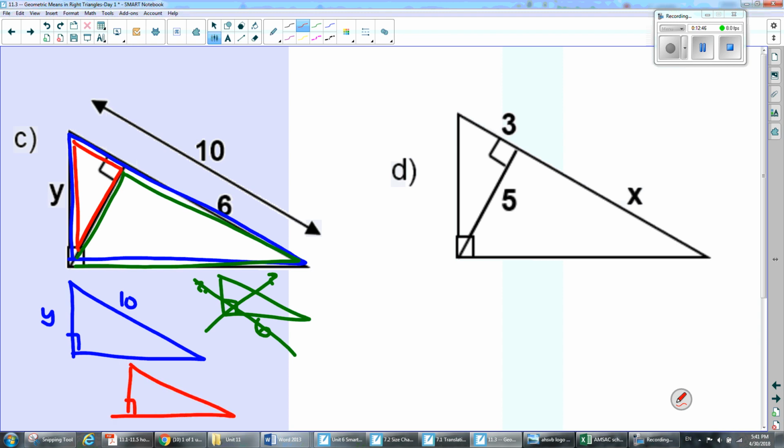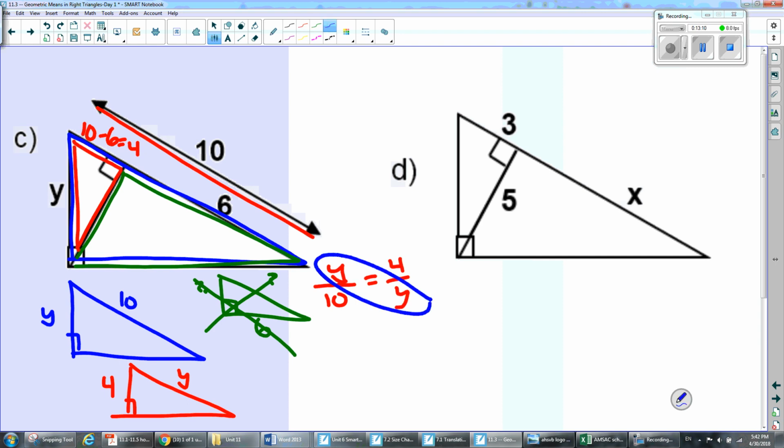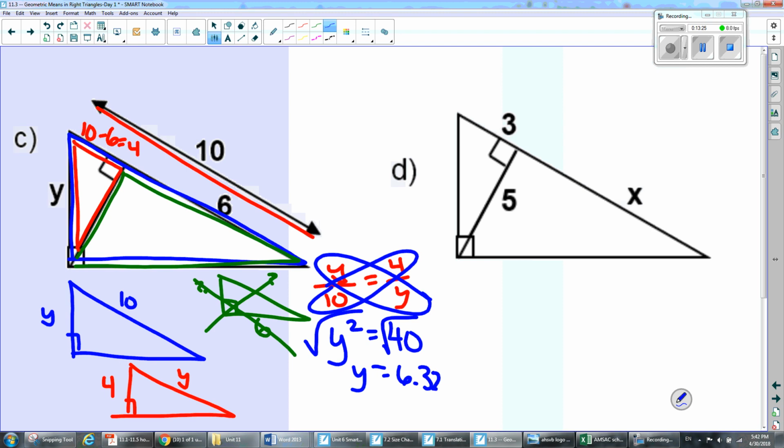So this time, my hypotenuse is y, and I can find the short side length by taking 10 minus 6, the whole side length minus the 6, to give us 4. Now I can take the short over the hypotenuse equals the short over the hypotenuse. You set them up correctly if you get the same thing on the diagonal. It will not always be a variable on the diagonals. Y squared equals 40, just like last problem. When we took the square root of that, we end up with 6.32.